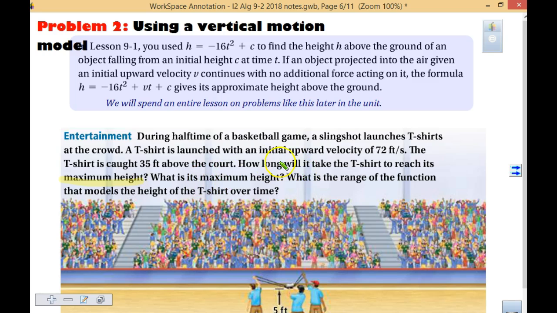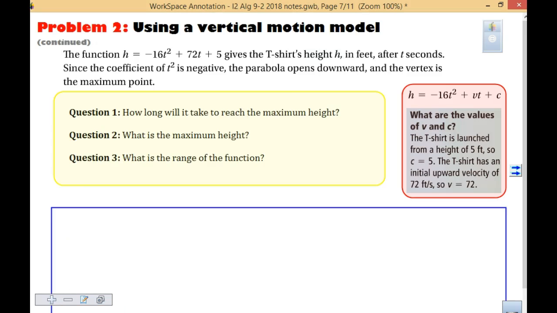How long did it take? How long would be what? Time, right? So it's going to be time in seconds. What is the maximum height? In this case, it's going to be in feet. And then it says, what is the range of the function, right? That's kind of like our domain and range. What are the possible numbers that we could have for our function as we are looking at that? That next page is where we're actually going to start doing the problem.